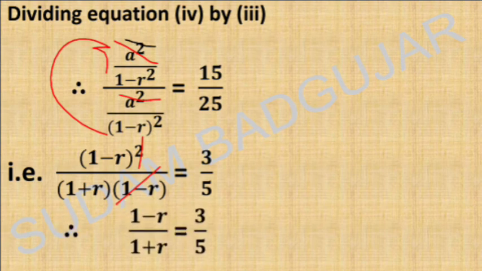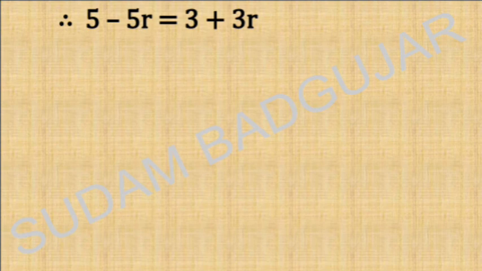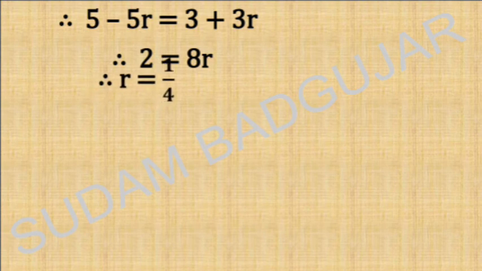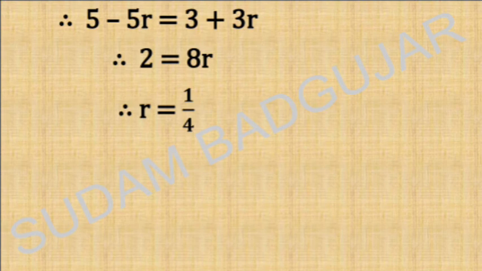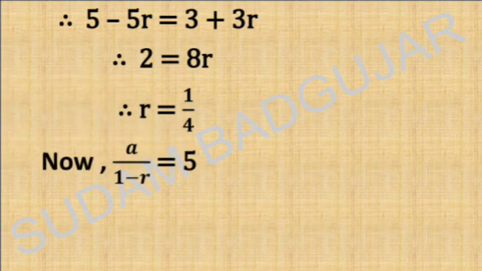Okay, then simplify this again by cross multiplication: 5 into (1 minus R) is equal to 3 into (1 plus R). After simplifying, you will get 2 is equal to 8R, so R is equal to 1 by 4. R is known now, and you will get the sequence, meaning the GP. Now A upon 1 minus R is equal to 5. Put R equal to 1 by 4 in the first equation and you will get A.